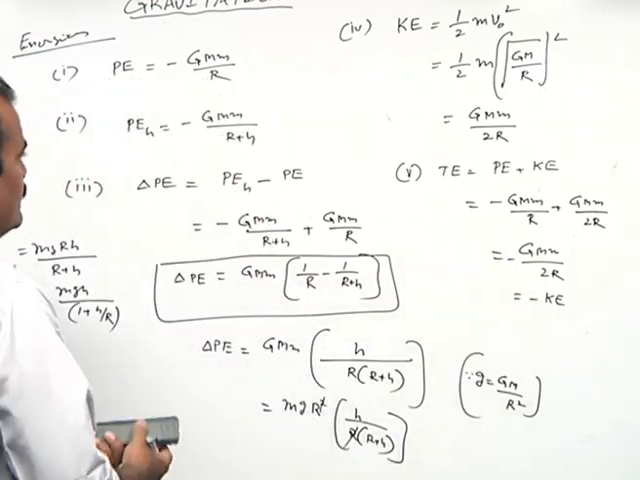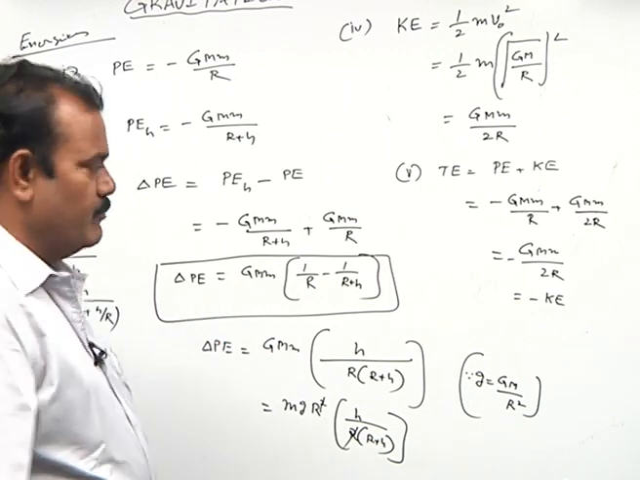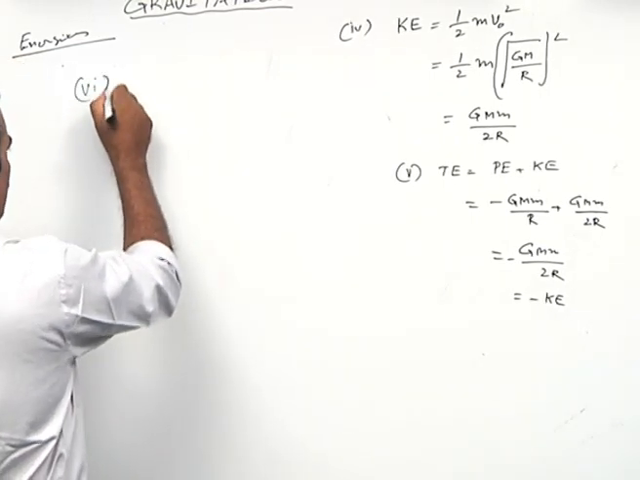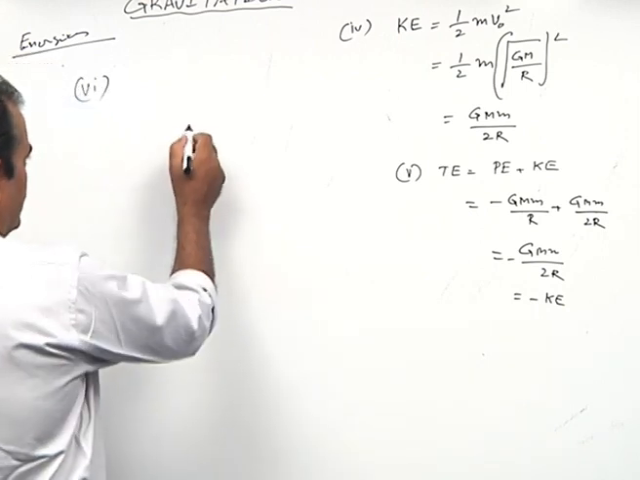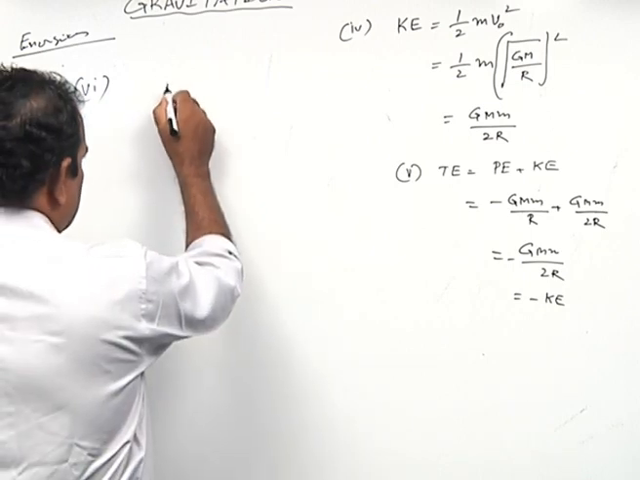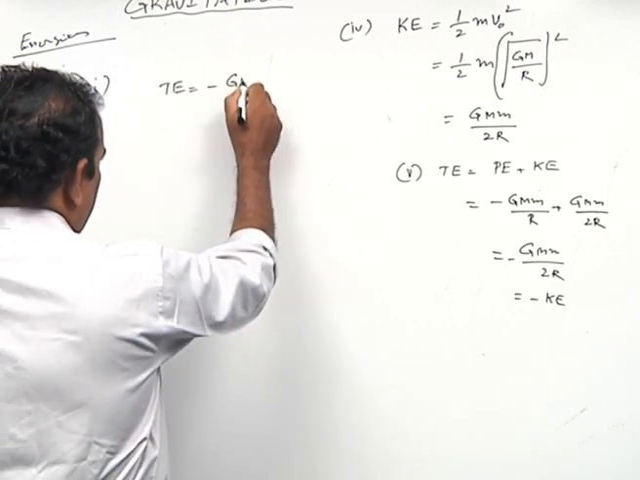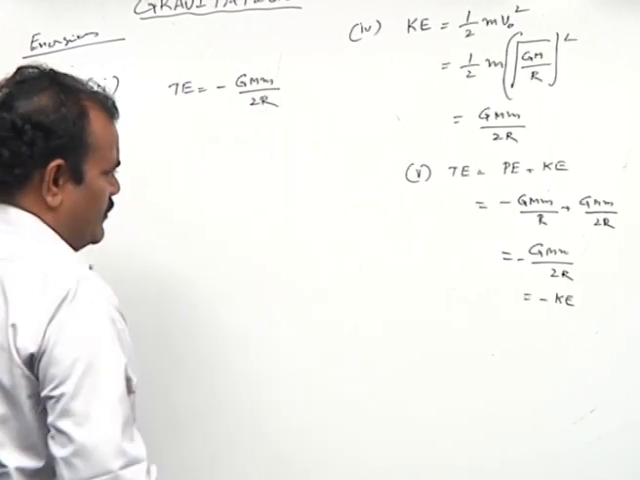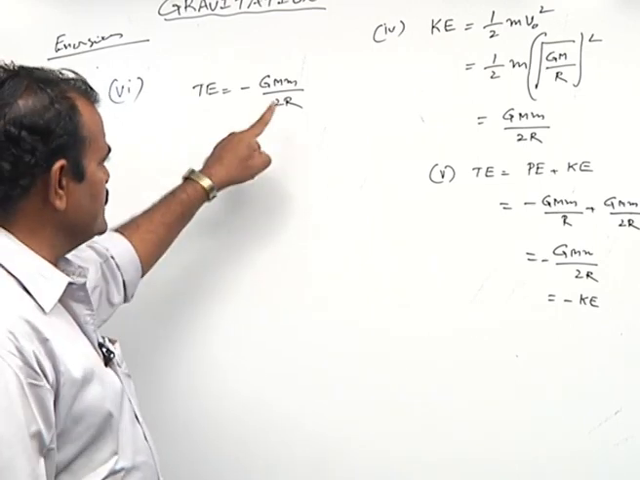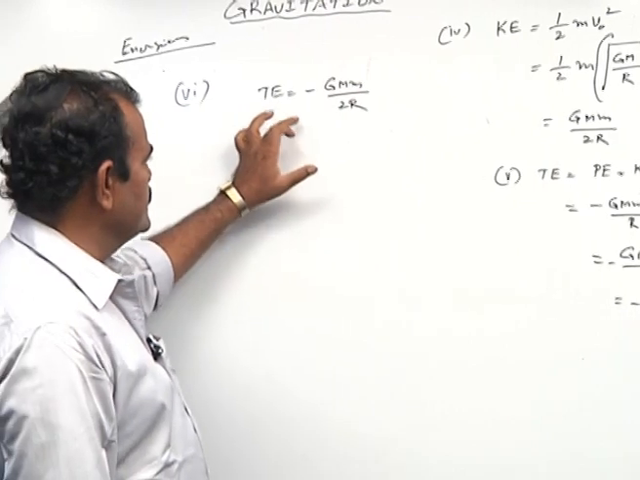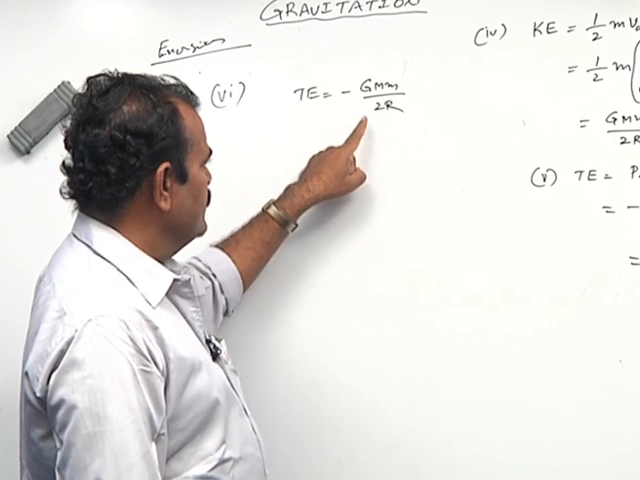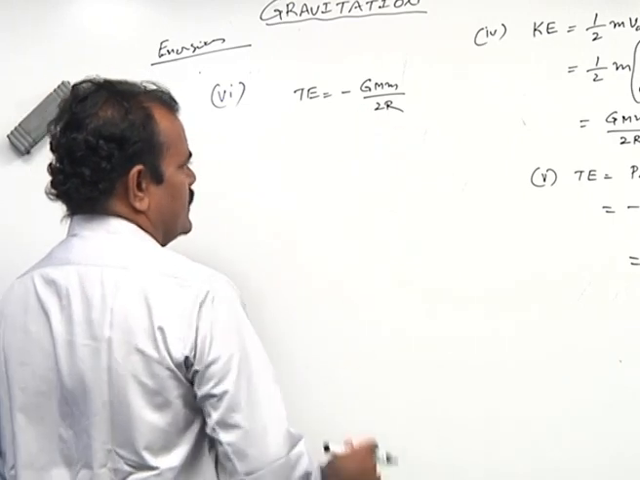And thereafter, the last one is the binding energy of a satellite. Binding energy of a satellite means, suppose a satellite is rotating in an orbit closer to the surface of Earth. In that case, its total energy is minus GMm by 2r. If you supply the same amount of energy, then automatically this satellite escapes into infinity. So if you supply the same amount of energy in the opposite direction, it escapes to infinity.